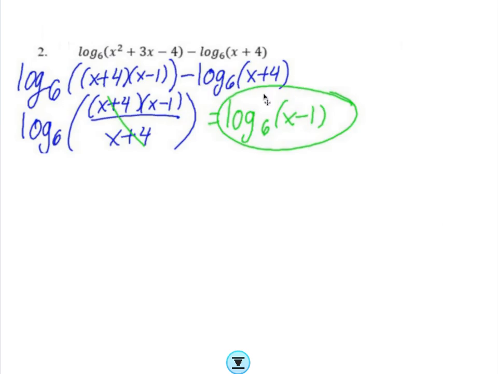For number 2, this is done by condensing, the same way I did the second one there. I factored the numerator first, and then I took the x plus 4 here and moved it to the denominator, canceled, and the final answer is log base 6 of x minus 1. So again, here I factored, condensed, simplified.